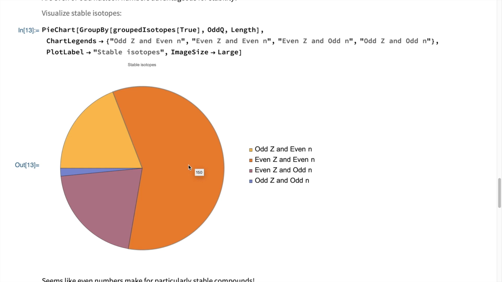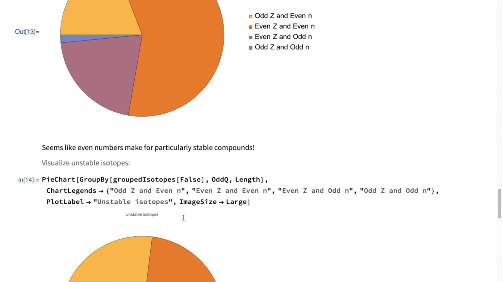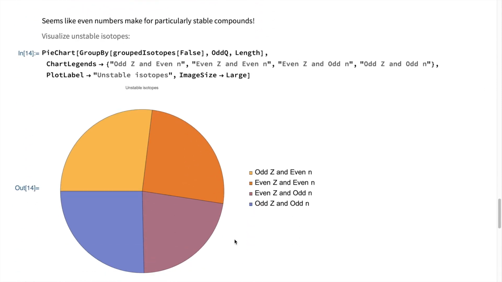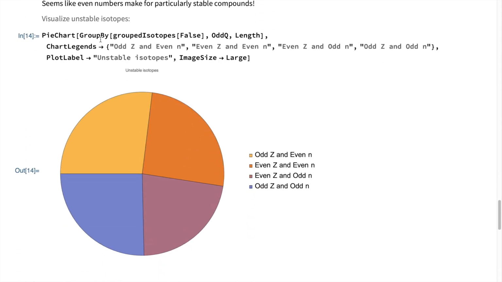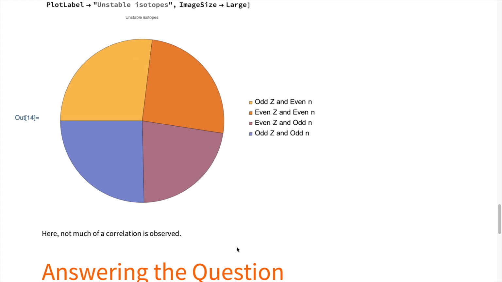Based on this pie chart, it looks like even numbers are highly advantageous for stability. Most stable isotopes turn out to have an even number of nucleons. Odd numbers for both protons and neutrons seem particularly unfavorable. What about unstable isotopes? Is there a correlation there? Applying the same code to those isotopes assigned false in our data gives us a very balanced looking pie chart, so we can conclude from this that even numbers are advantageous for stability.